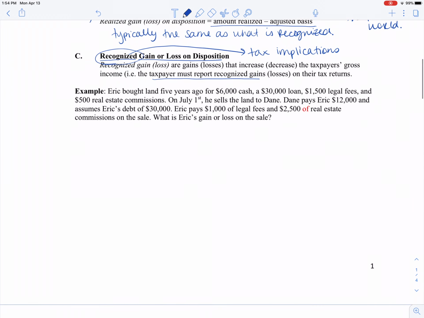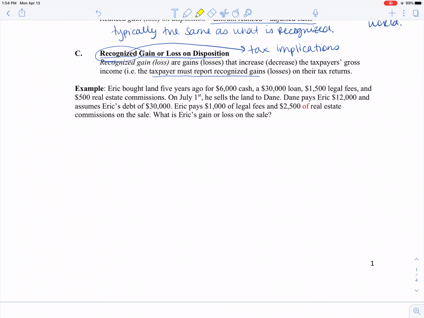So here's an example. Eric bought land 5 years ago for $6,000 cash, a $30,000 loan, $1,500 in legal fees, and $500 in real estate commissions. On July 1st, he sells the land to Dane. Dane pays Eric $12,000 and assumes Eric's debt of $30,000. Eric pays $1,000 of legal fees and $2,500 of real estate commissions. What is Eric's gain or loss on the sale?